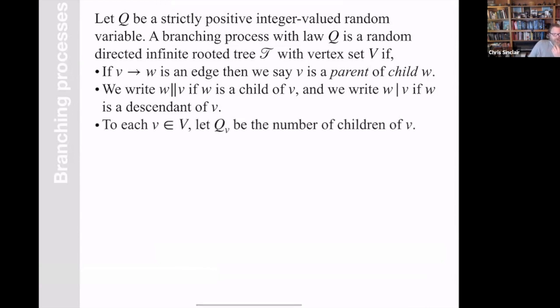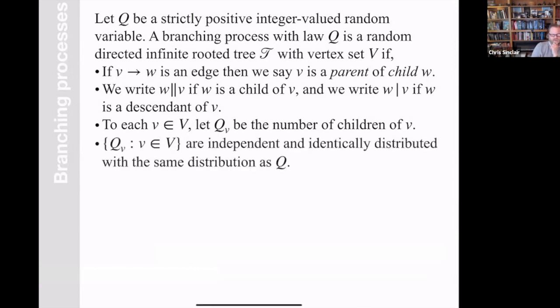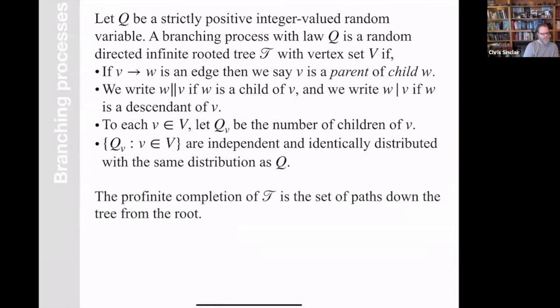So for every vertex V in the tree, it has some number of children, Q_V. And basically the assumption is going to be that each one of these Q_Vs is independent and identically distributed. So basically every parent has the same law for having some number of children. Okay. And then the profinite completion of this is the set of paths down the tree from the root.